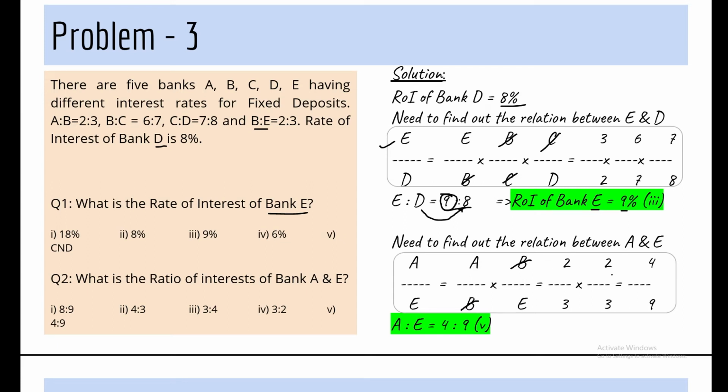If you simplify these two, we will get the ratio of A is to E, that is 4:9. So this is how you can solve these problems very easily. Let's move on to the next problem.